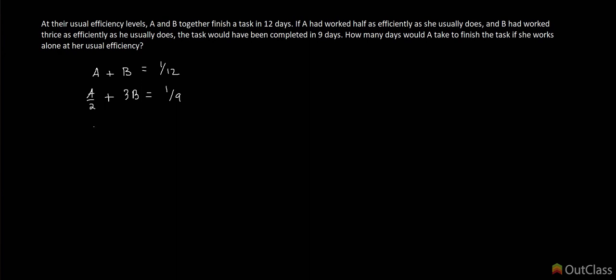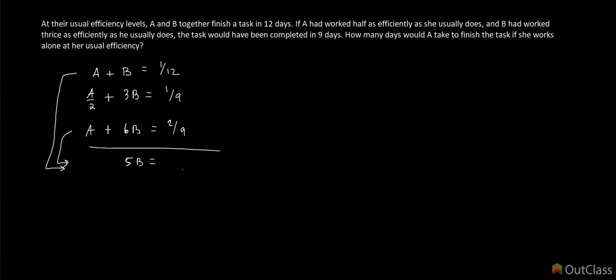Just 2 equations, 2 variables. You can either triple the first equation or double the second equation to get to the solution. I'm going to double the second equation, and that will give me A plus 6B is equal to 2 by 9. And then I'm going to take these 2 equations and subtract. That will give me 5B is equal to 2 by 9 minus 1 by 12, which is 8 by 36 minus 3 by 36, which is 5 by 36.